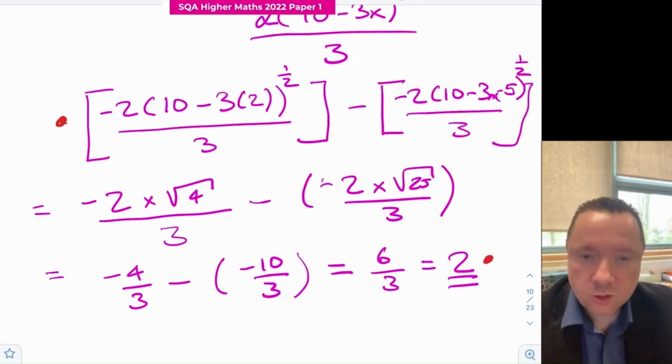Okay, let's go through some key points of where you could go wrong in this question. If you differentiated and didn't integrate, unfortunately you get no marks at all, even if you're substituting numbers in. There's no way to get any marks for that.